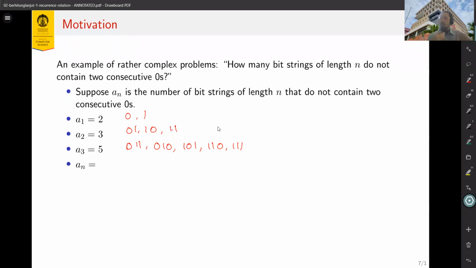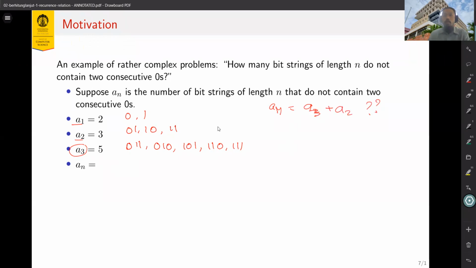Now the next part is to guess the pattern, right? But be careful here, when you guess the pattern, you have to show that the pattern indeed holds. That means you have to have some argument. So let's guess the pattern. For example, you see that A3 is equal to A1 plus A2. So you may wonder whether A4 is equal to A3 plus A2.